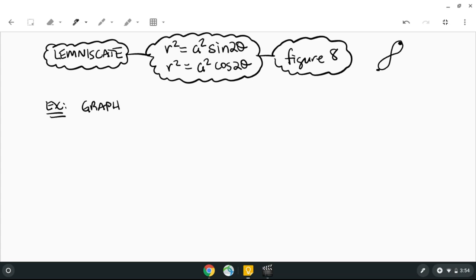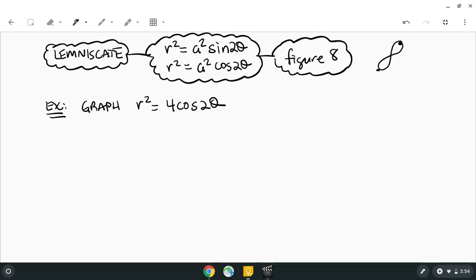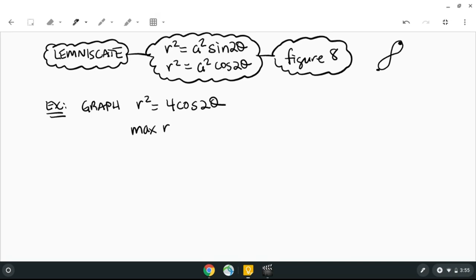So let's go ahead and graph r squared equals 4 cosine 2 theta. So clearly that fits the structure of the equation of the lemniscate. We have the r squared, we have the cosine 2 theta. It's always 2 theta. And here we have 4. So let's take a look at our radius. Our maximum radius is going to be the square root of 4, which is 2.